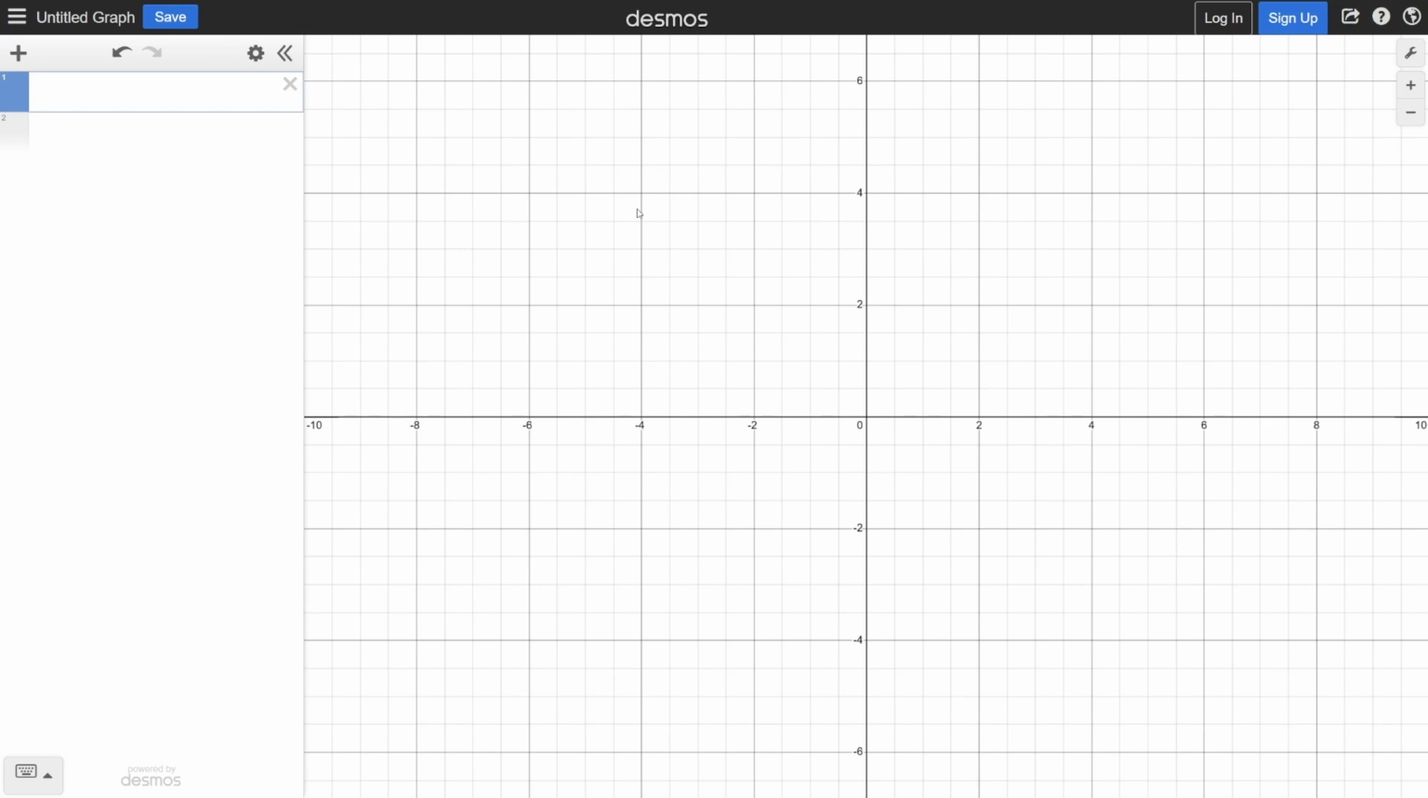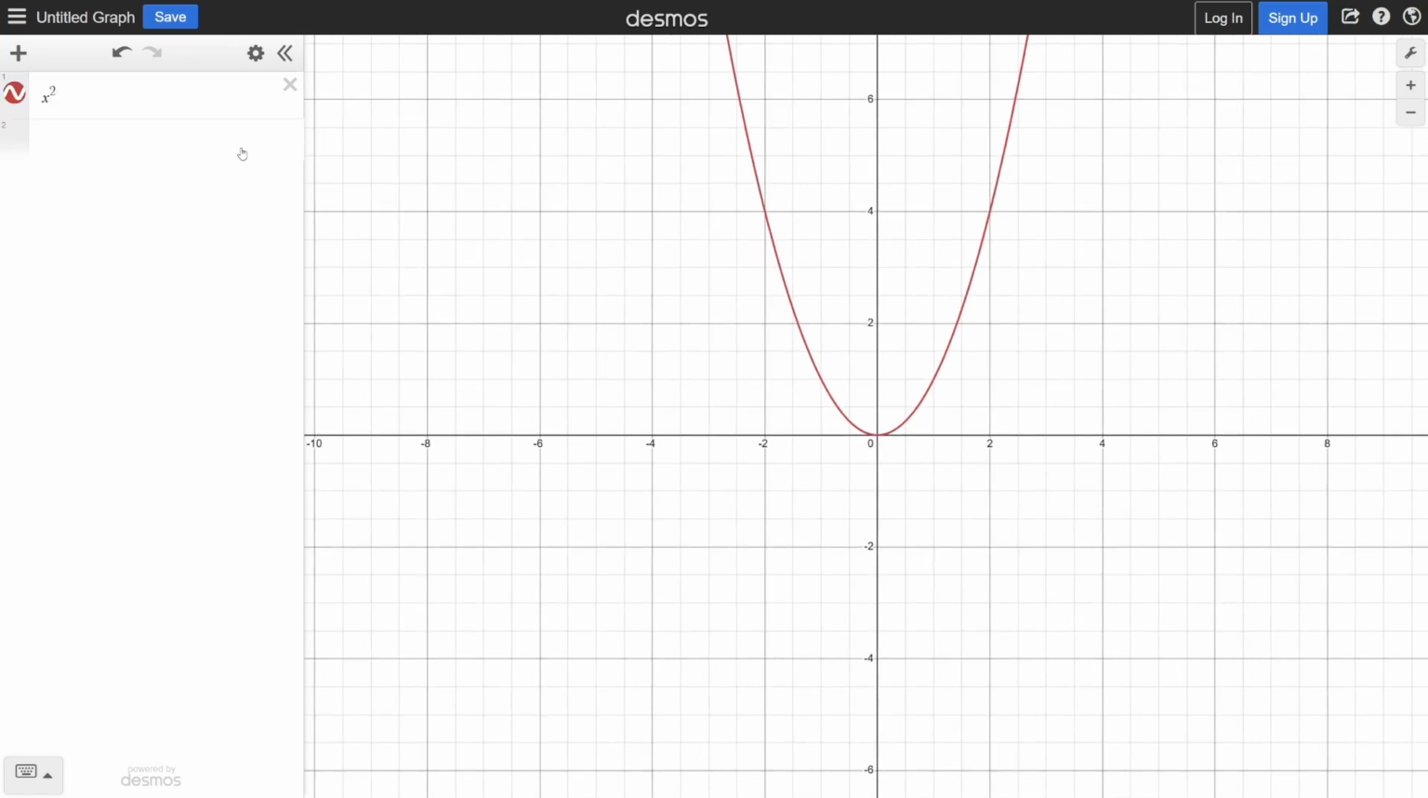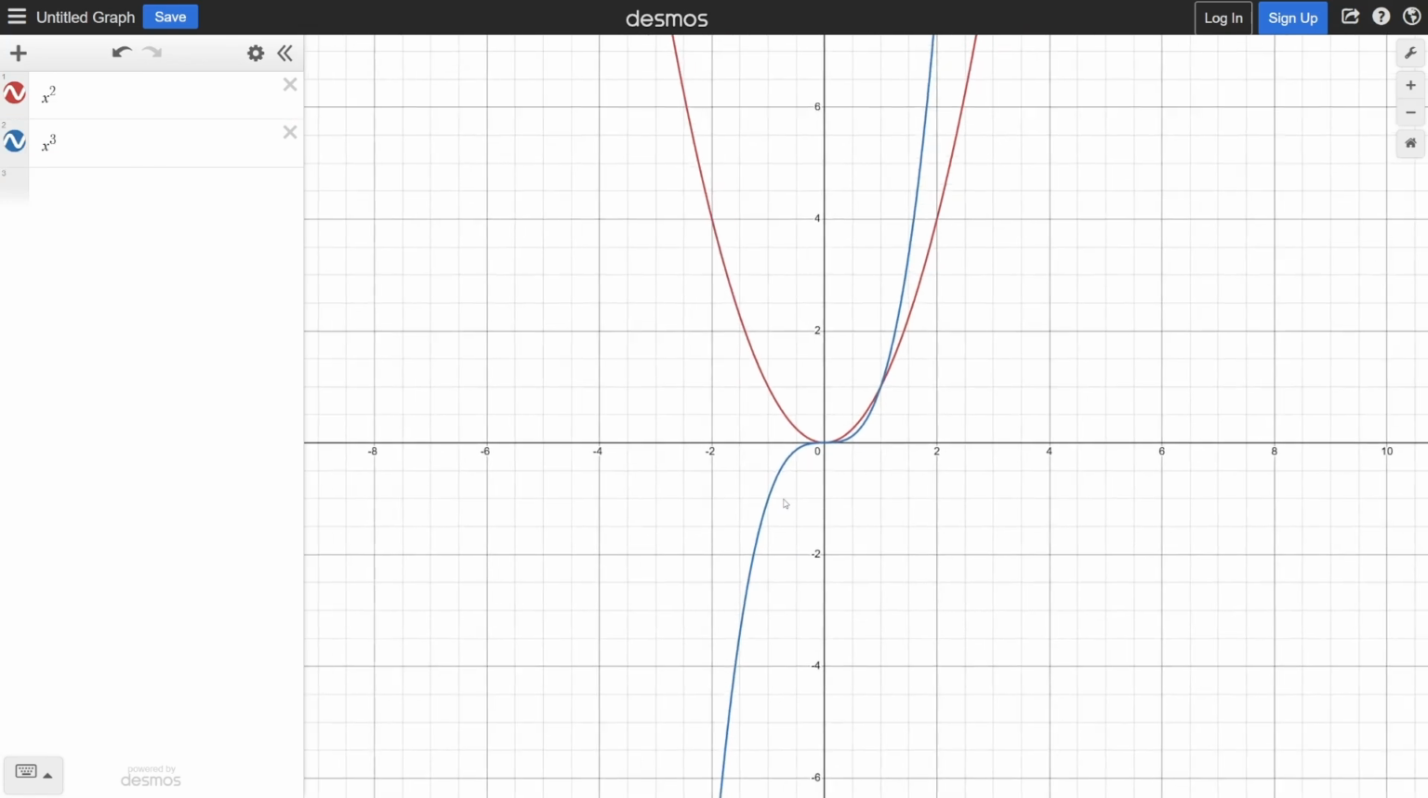So you could have things like x squared, which of course is just a regular parabola, but you can also have x to the third. And explain like, okay, well, this is what happens when you have negatives to the third power. They become negative again, which is why this is going down and this is going up.